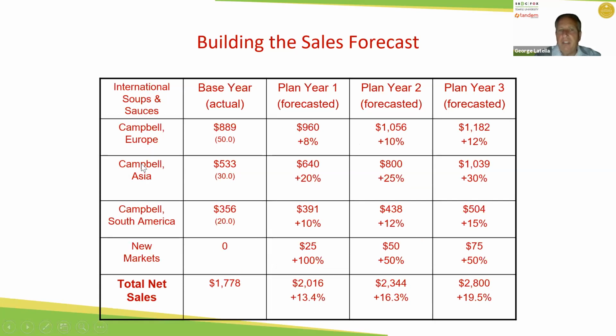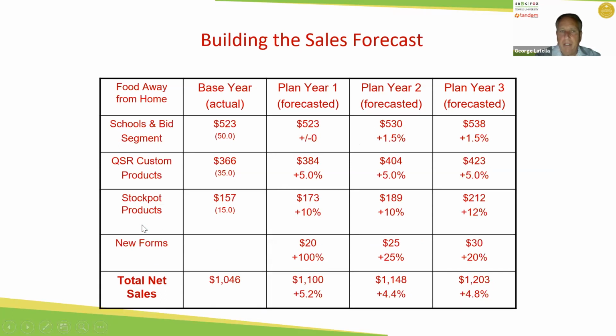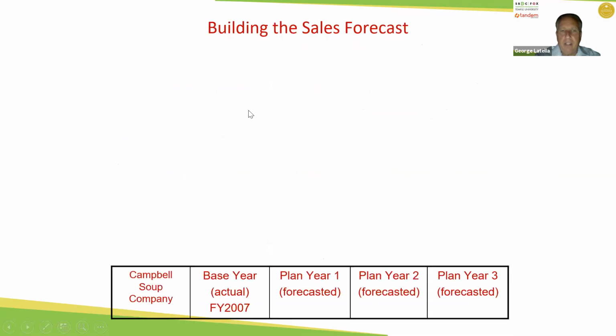They looked at their business overseas, Europe, Asia, South America. So they segment it that way. They looked at food away from home, like schools and restaurants and things like that. So there are a lot of different ways that you can go back and look at these different things.